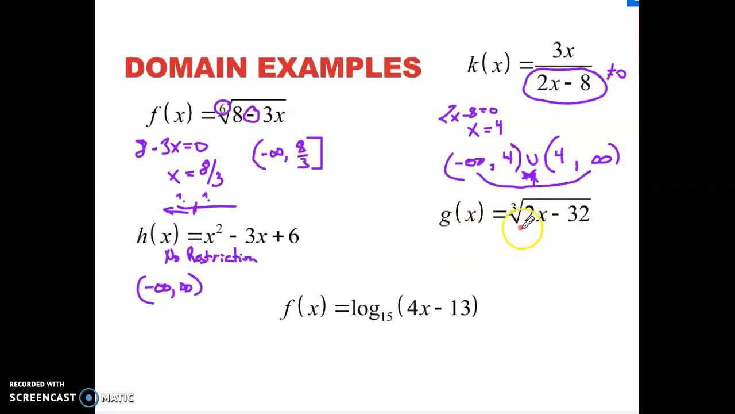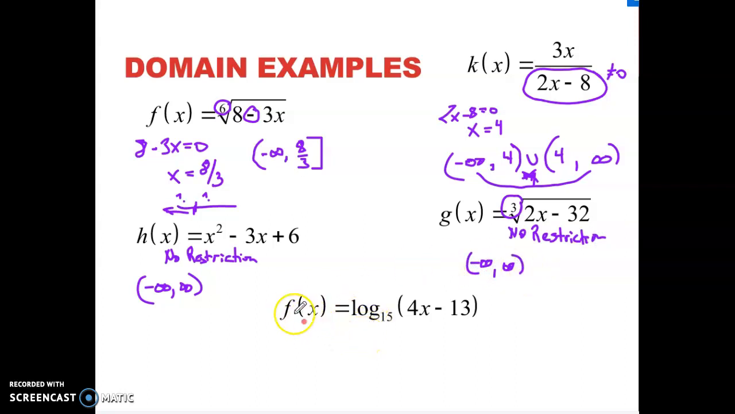Now I'm over here at the g function. Oh, I notice this is an odd root. It's not an even root. It's not a square root, not a 4th root or 6th root like we did earlier. That means there's no restrictions. So this is another no restriction. No problems here. No fractions, no even root, no logarithm. No restrictions, so we're going to use everybody. Don't have to kick anybody out. Okay, so that's what we got going there.